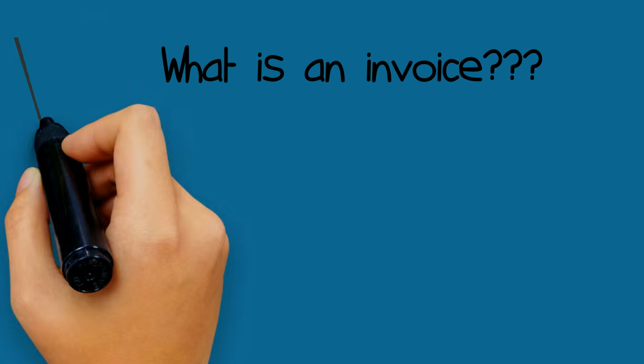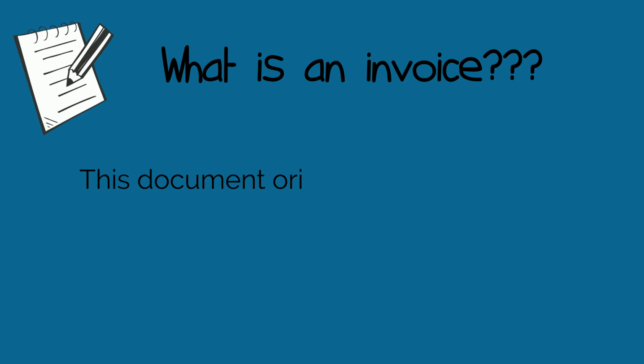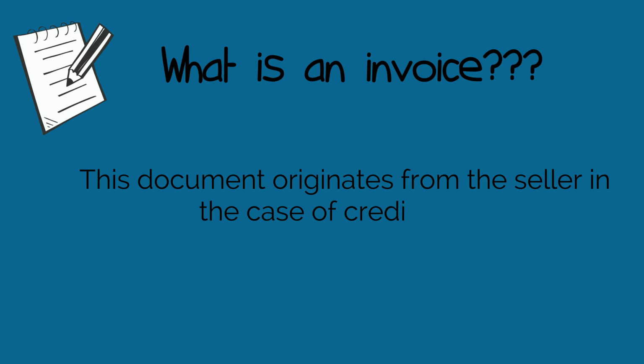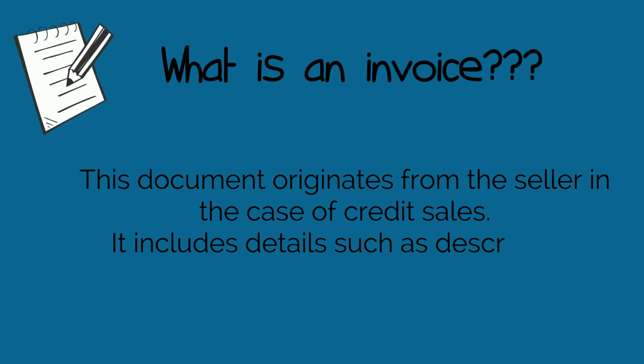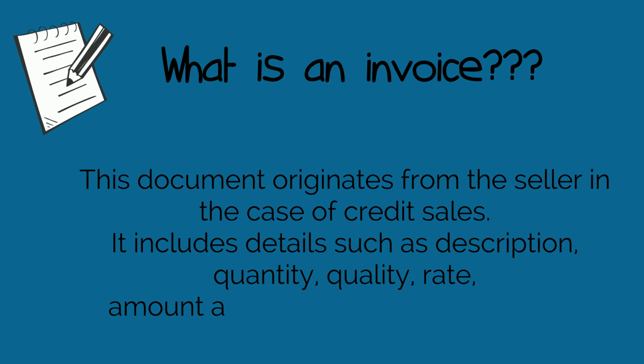Now let us discuss what is an invoice. An invoice is a document which originates from the seller in case of credit sales. It includes details like the description, quantity, quality, rate, amount, and date of delivery of goods. In all essence, an invoice is nothing more than a bill.